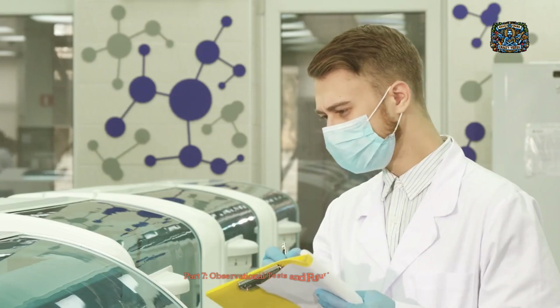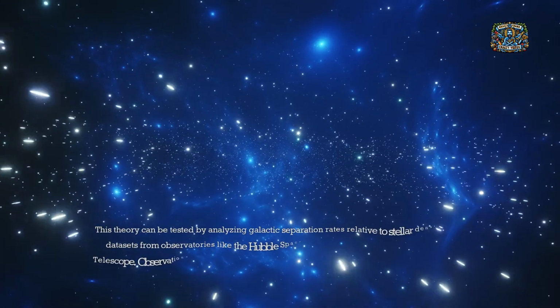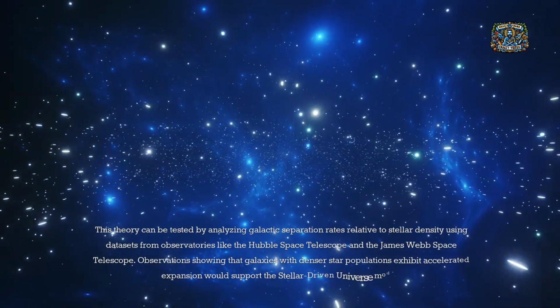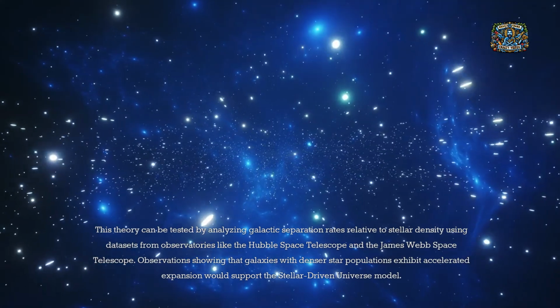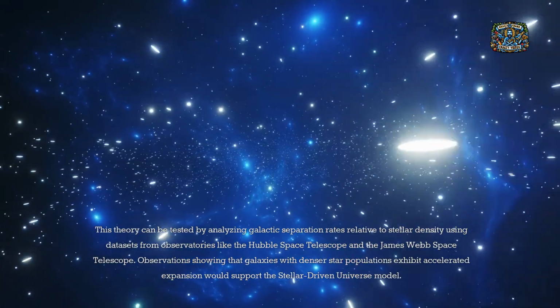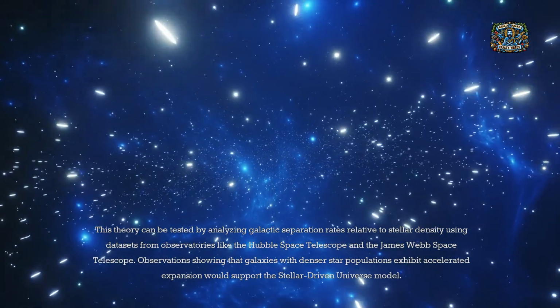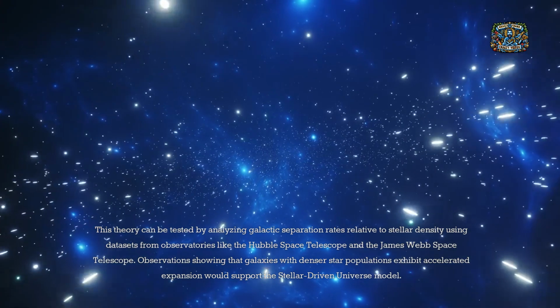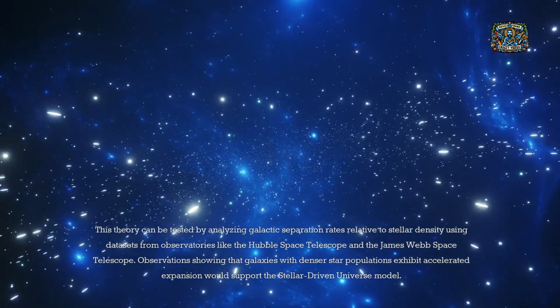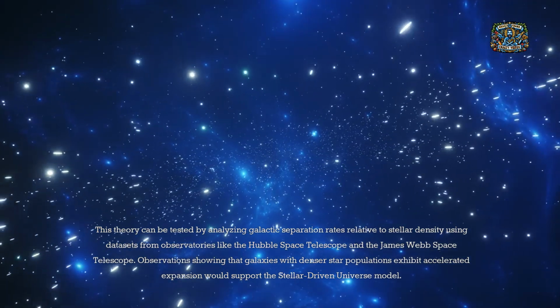Part 7. Observational tests and future predictions. Galactic motion data as evidence. This theory can be tested by analyzing galactic separation rates relative to stellar density, using datasets from observatories like the Hubble Space Telescope and the James Webb Space Telescope. Observations showing that galaxies with denser star populations exhibit accelerated expansion would support the stellar-driven universe model.